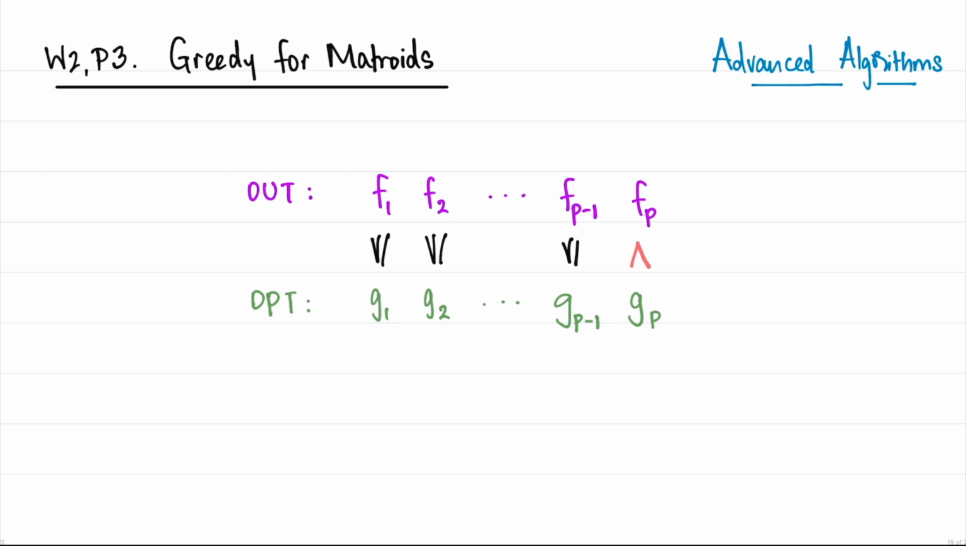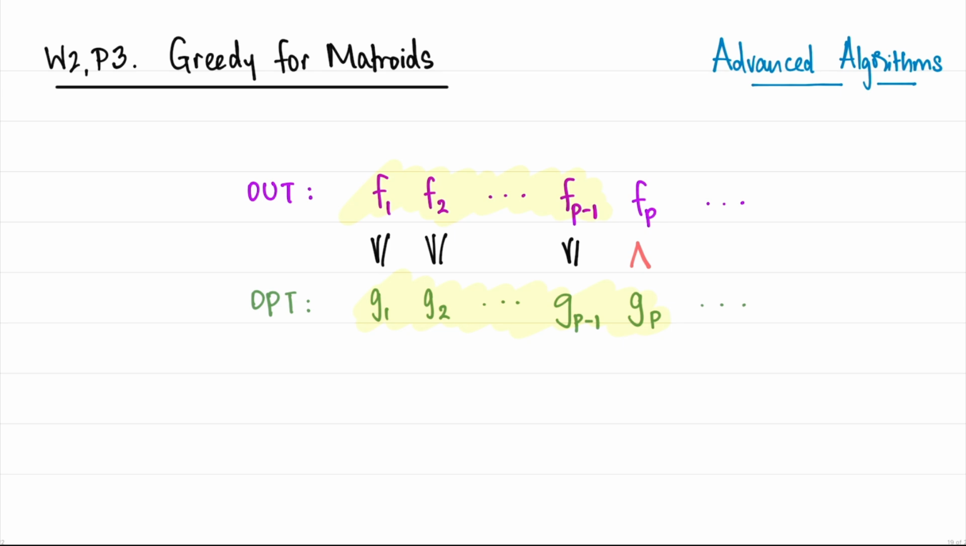So up to here we are doing well, and when it came to the pth element, somehow greedy made a choice which was not as good as opt. Okay, so now let's focus on these two sets here, G1 through GP and F1 through FP minus 1. On the greedy side, we go up to the previous iteration from the iteration where we fell short of opt for the first time, and in opt we go all the way to the pth element.